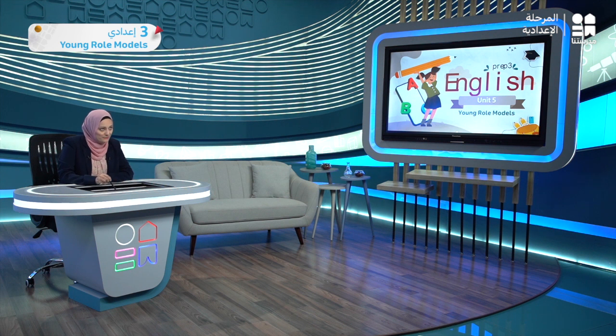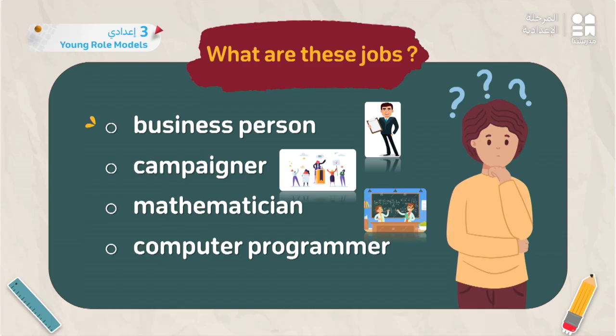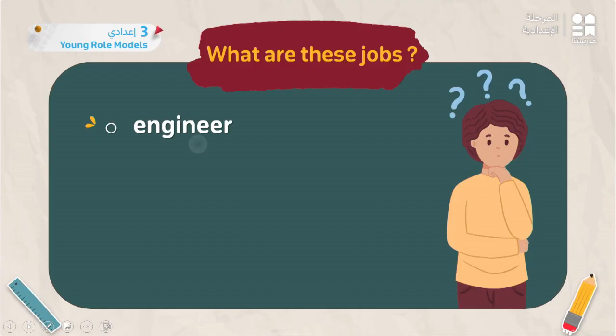Computer programmer. Computer اللي هو الكمبيوتر أو الحاسوب. Programmer, again I have ER. This means that the person, I'm talking about the person who creates computer programs. يعني الشخص اللي هو بيعمل برامج كمبيوتر يعني مبرمج. Engineer اللي هو المهندس.